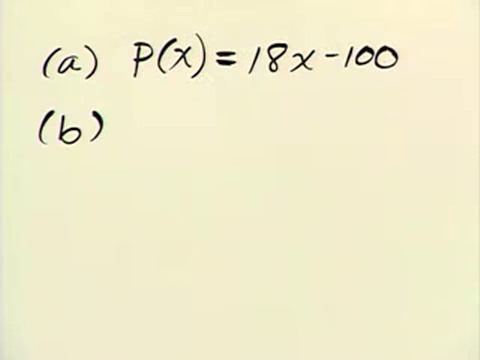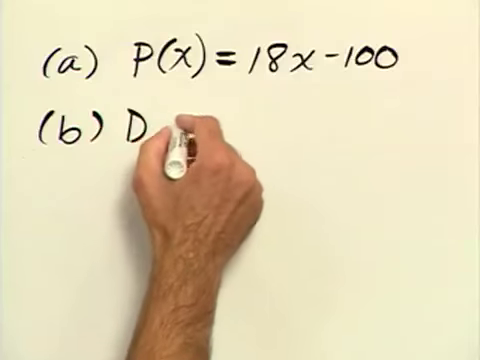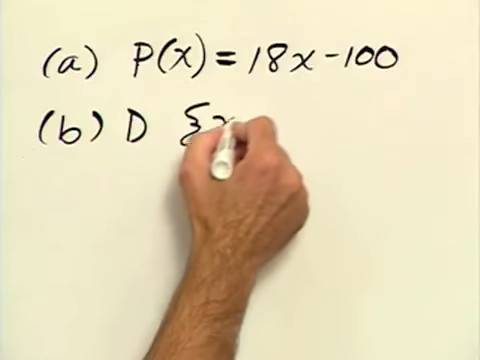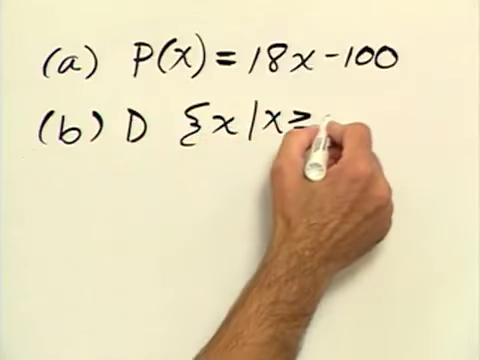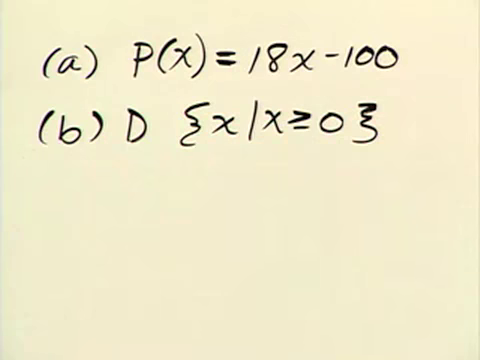Well, the implied domain of this linear function is that x has to be greater than or equal to 0, because he will not make a negative number of shelves. So the domain will be the set of all x's such that x is greater than or equal to 0, implying that he can make 0 or more shelves.